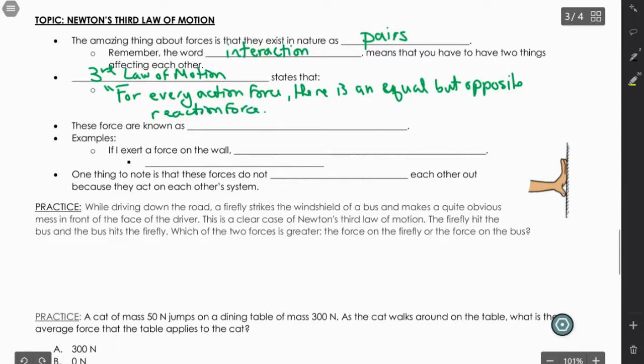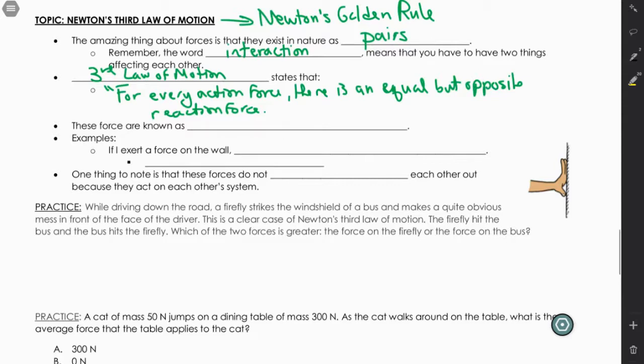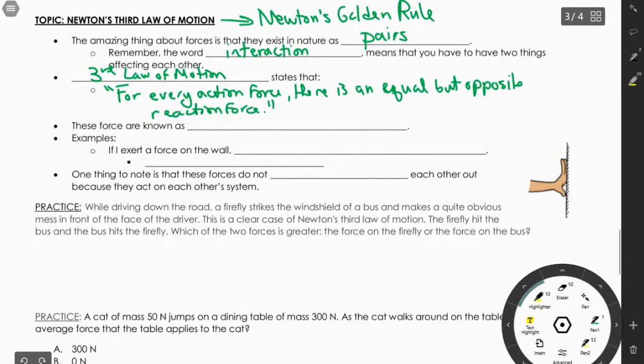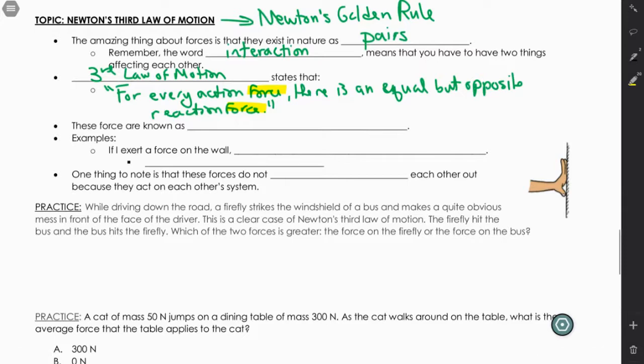Really, I like to call this Newton's golden rule. I don't know how many times an adult has told you, for every action there's an equal but opposite reaction. Well, that's based on Newton's law of motion, and what happens is they leave out the word force. Anytime you leave out the word force and make that statement, you're doing the golden rule, the life lesson. In fact, if a teacher says, for every action there's an equal but opposite reaction, and says that's Newton's third law, they're actually incorrect, because his law states that word force.